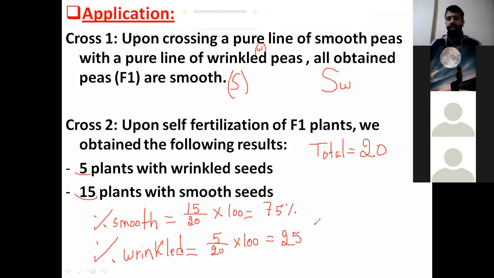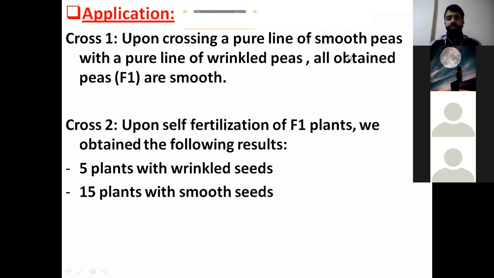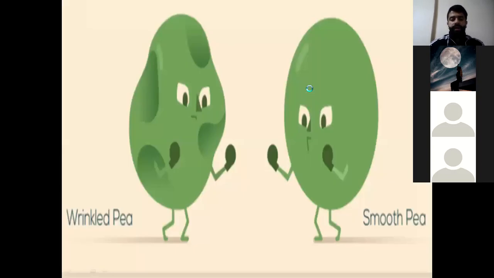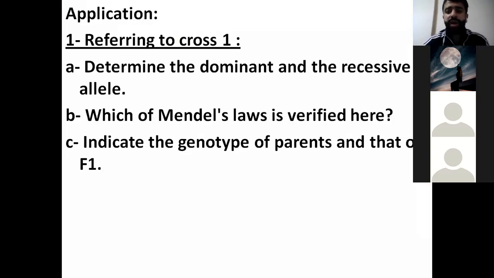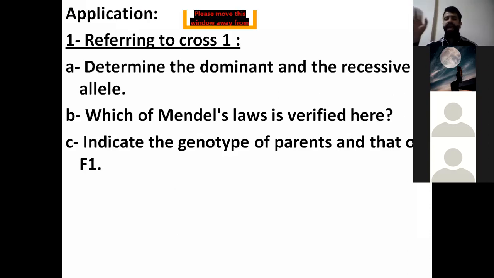Here, if they ask you to calculate the percentage. Moving now to the solution. Determine the dominant and the recessive allele. Whenever they say determine, we have to justify. Yasmina, pay attention, we don't say the smooth peas are dominant. We say the smooth allele and the wrinkled allele.